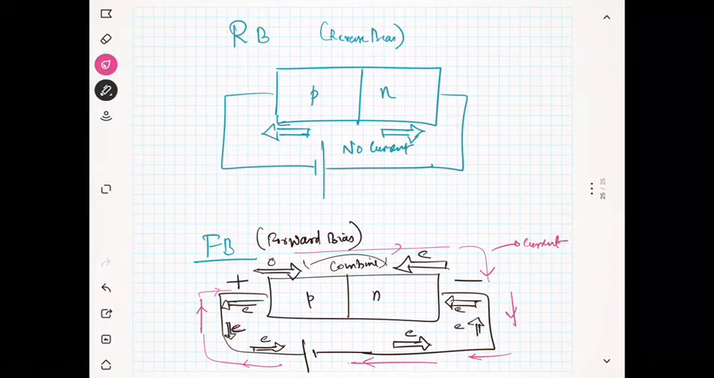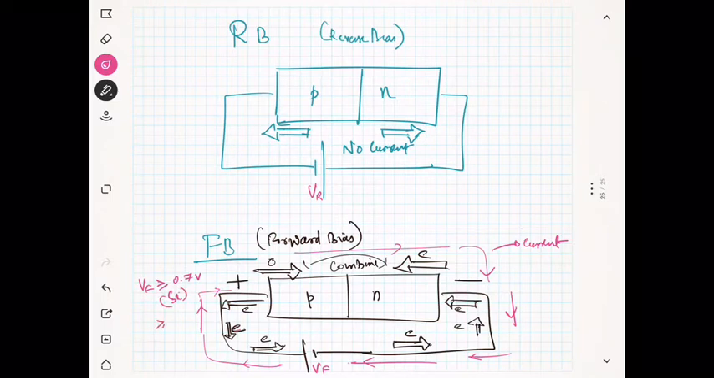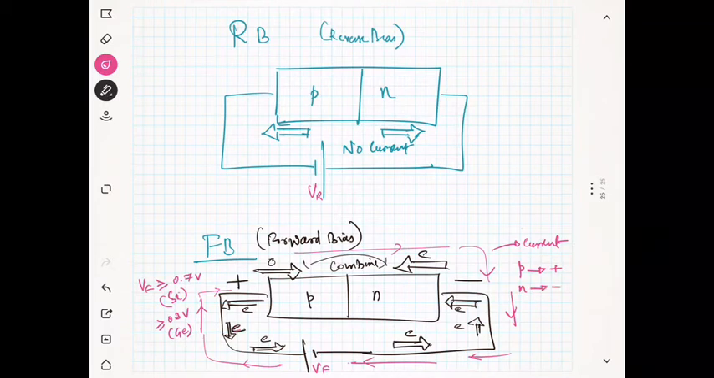So for silicon, I told you the forward bias voltage, and this is the reverse bias voltage. Anyway, the forward bias voltage should be greater than or equal to 0.7 volt in the case of silicon. In the case of germanium, it should be greater than or equal to 0.3 volt. So in forward bias, I told you the p-type is connected to the positive and n-type is connected to the negative.